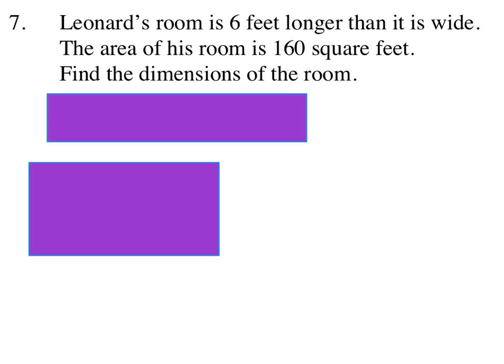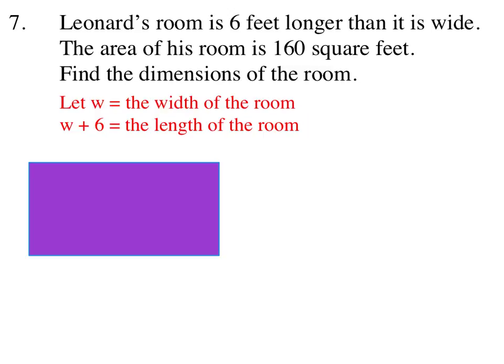Last thing we're going to look at is an area problem. So this says Leonard's room is 6 feet longer than it is wide, and the area of his room is 160 square feet. Find the actual dimensions of the room. So we want to start with, again, identifying our variables. I know I'm trying to look for the length and the width of the room. Those would be your dimensions.